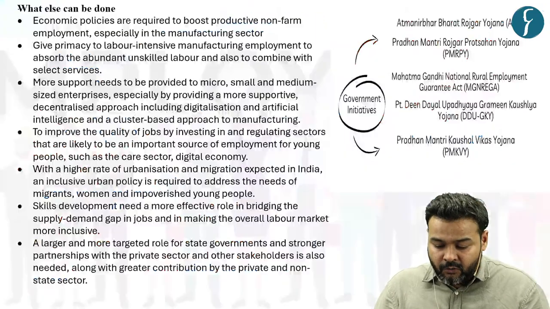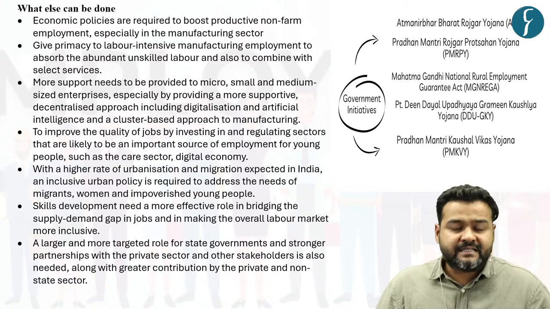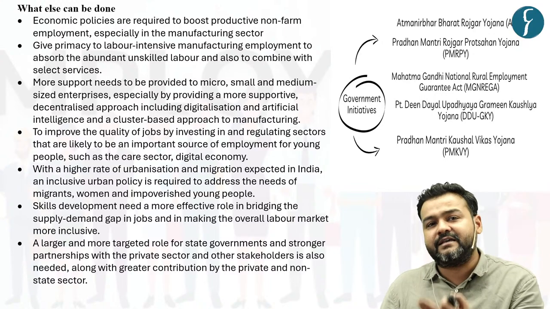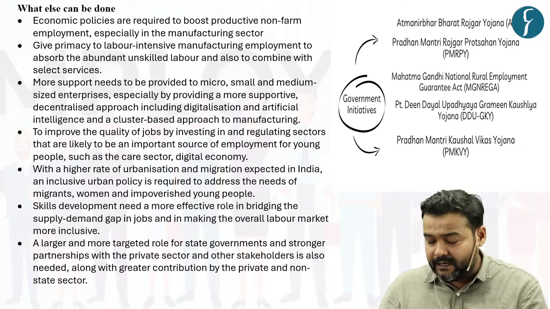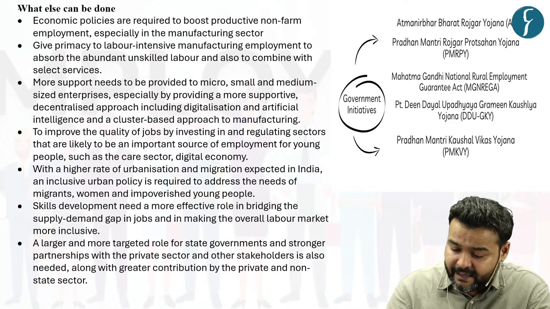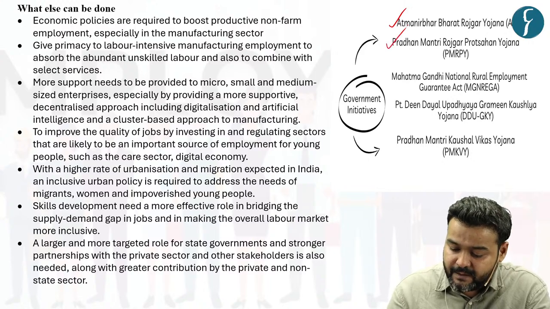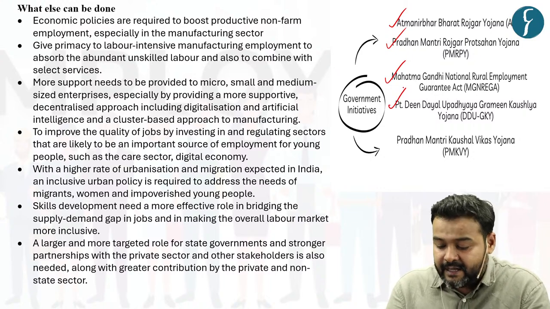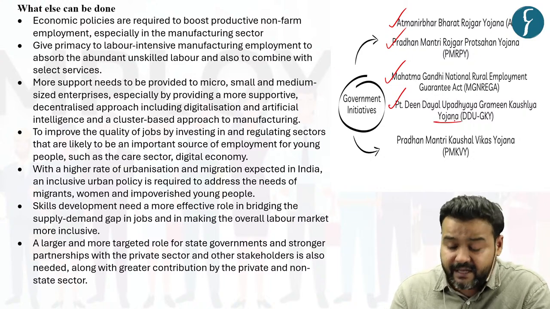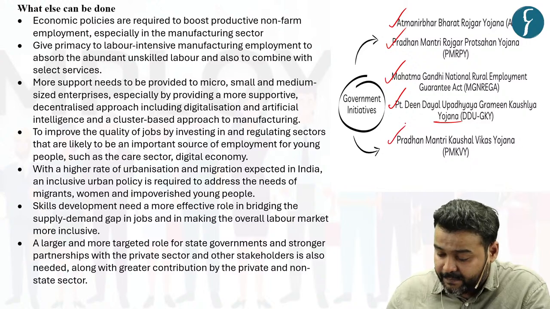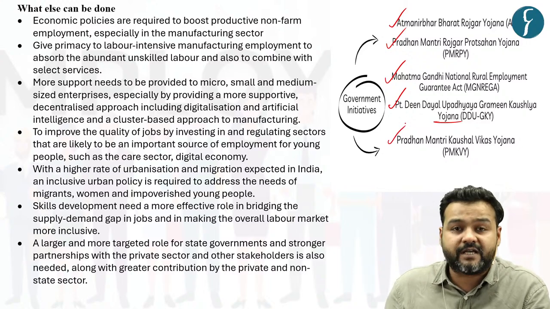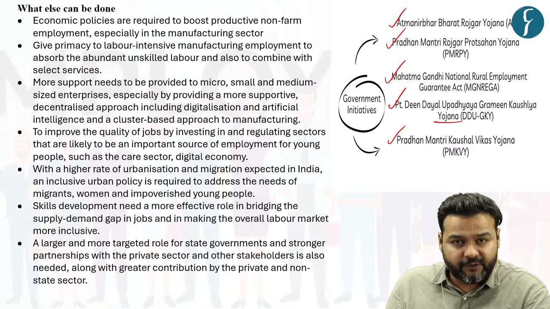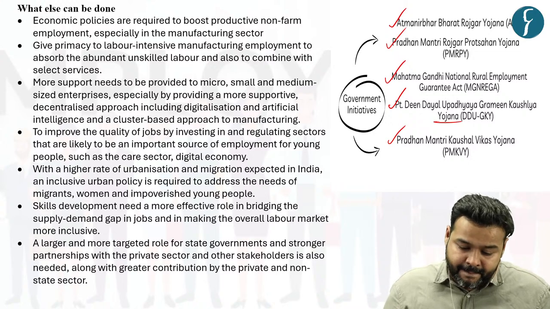Fine. So what this report has suggested, because according to this report, there are various initiatives that the governments have taken, like Atmanirbhar Bharat Rojgar Yojana, Pradhan Mantri Rojgar Protsahan Yojana, Manrega, Deen Dayal Upadhyay Grameen Kaushal Yojana, again focusing on skill development, and Pradhan Mantri Kaushal Vikas Yojana. But this report suggests few things. Let us quickly cover them.